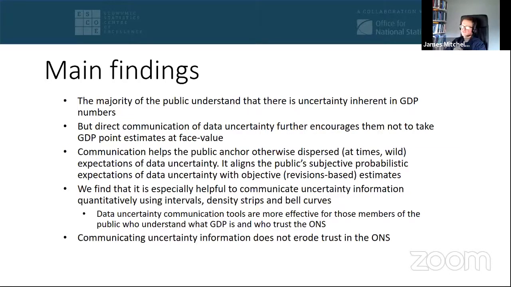And importantly, and finally, this encouraging result is not offset by any erosion in trust in the ONS. In other words, communicating the uncertainty quantitatively, say via the bell curve, does not encourage the public to think that the data revisions and data uncertainty are due to vested interests at the ONS or in government more generally, or indeed due to mistakes at the ONS.